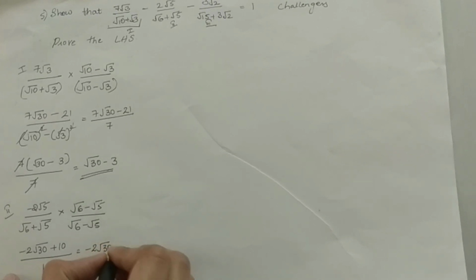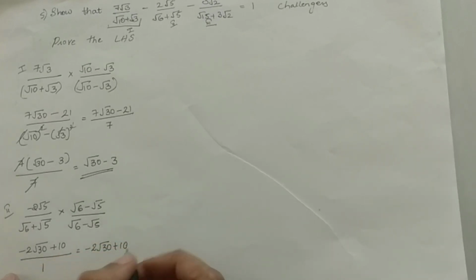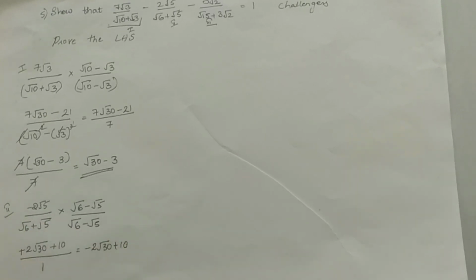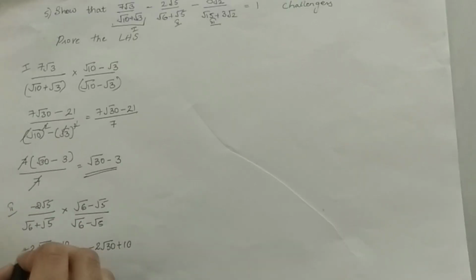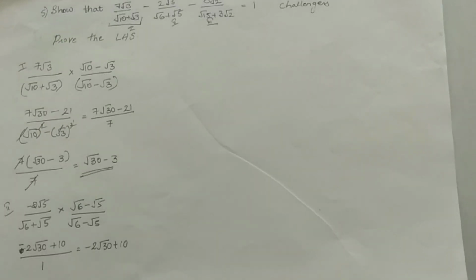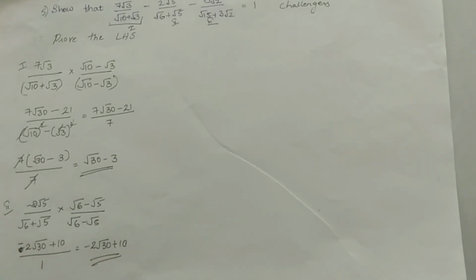Minus 2 root 30 plus 10. Sorry, it's plus actually. One second. Sorry, it is minus only, because there is minus 2 and no plus here. So it is minus only. This one is correct.